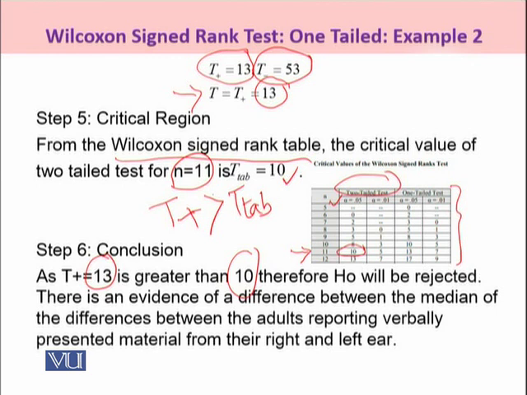So that means there is evidence of a difference between the medians of the adults reporting verbally presented material from the right and left ear. This means that if the respondents are listening to some material from the right hand side as well as from the left hand side, then there is a significant difference in listening between the two listening procedures.